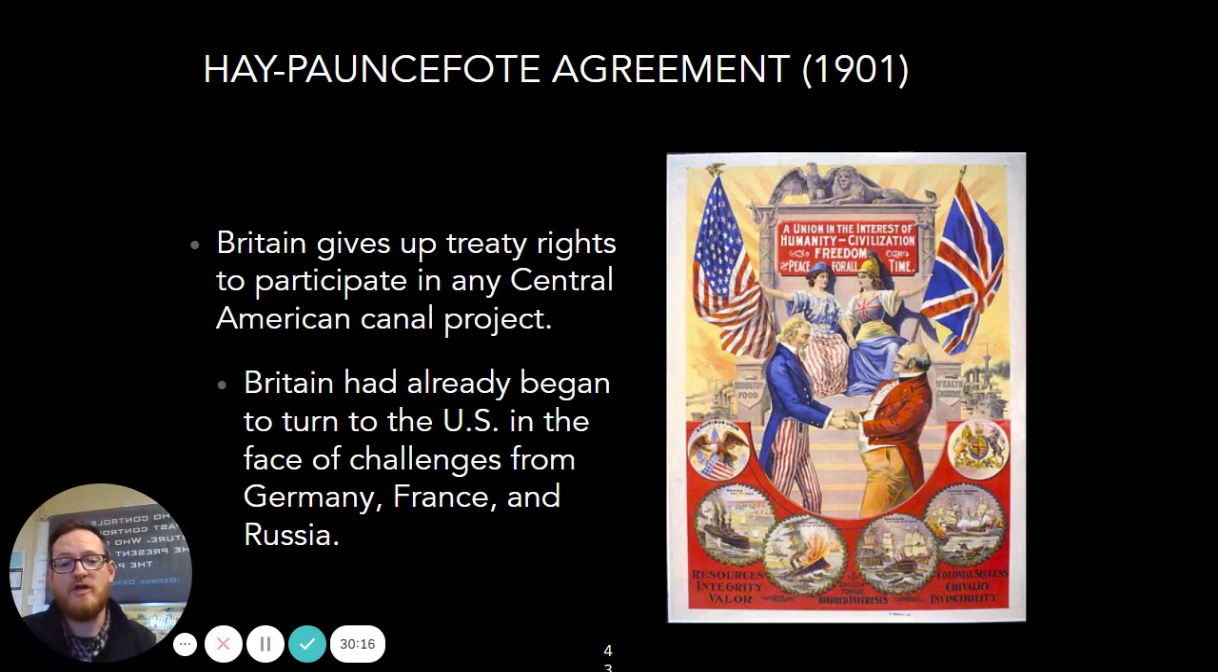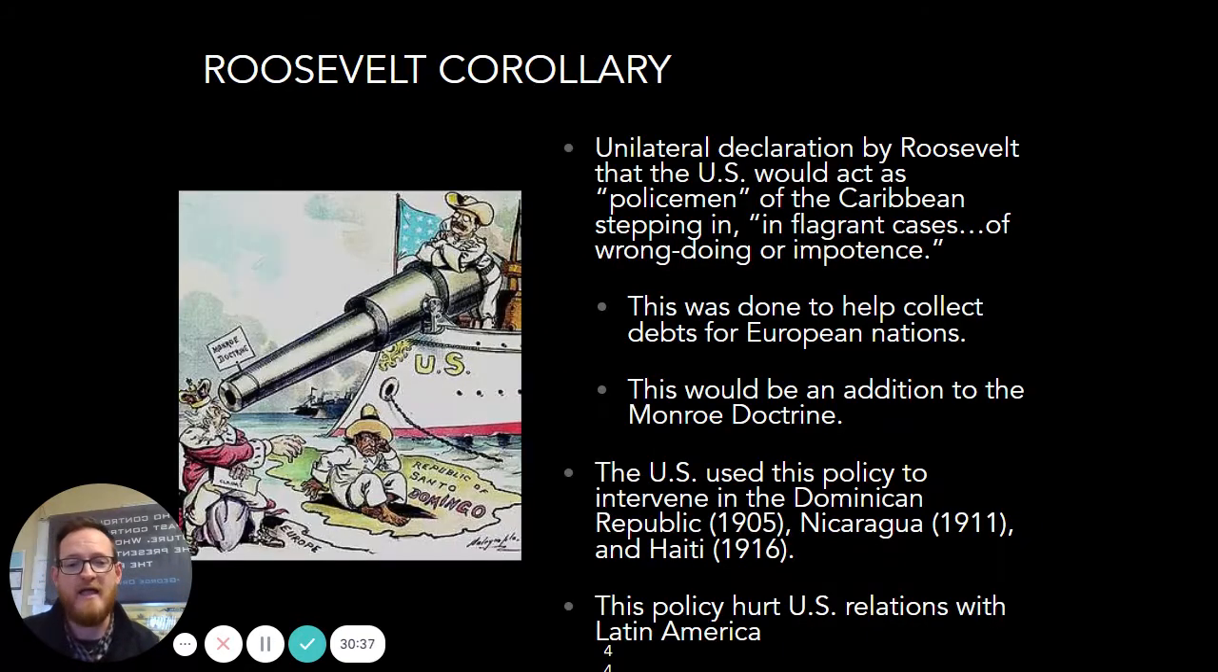Hey, Pauncefote Agreement. Again, not very good at saying that. But in this, Britain gives up any treaty rights that they had to participate in a Central American canal. And again, this just shows that growing relationship between the United States and Great Britain, and that they're like, hey, this is a U.S. thing. You do it. We are not going to intervene in that.